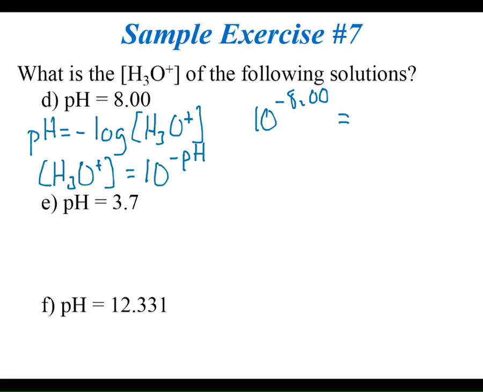Should get like 1 times 10 to the negative 8th. But the question is, is it 1? Or is it 1.0? Or is it 1.00? Or what is it times 10 to the negative 8th? Definitely something times 10 to the negative 8th.